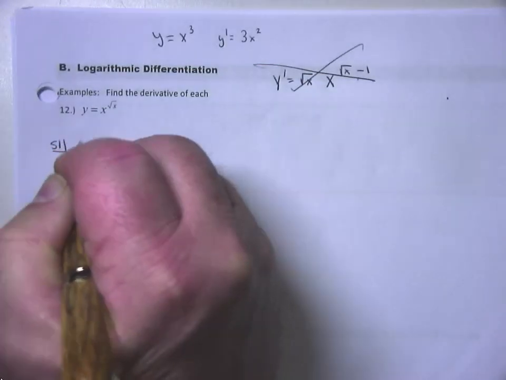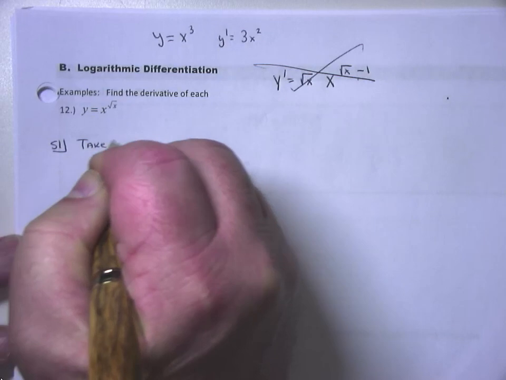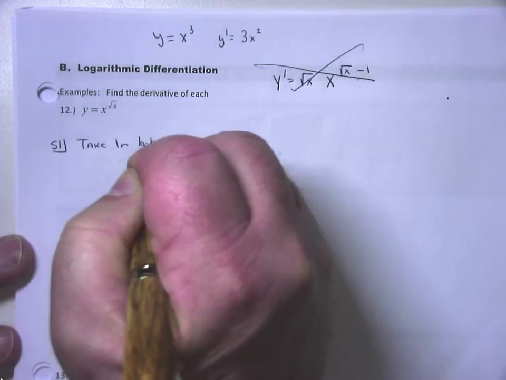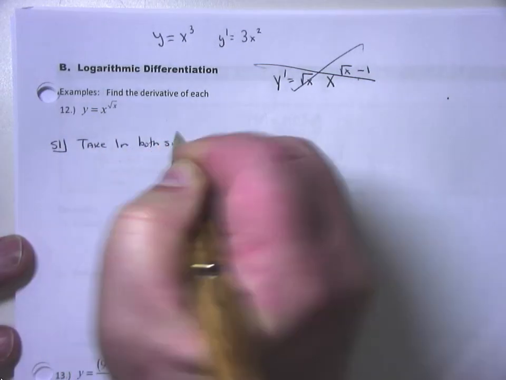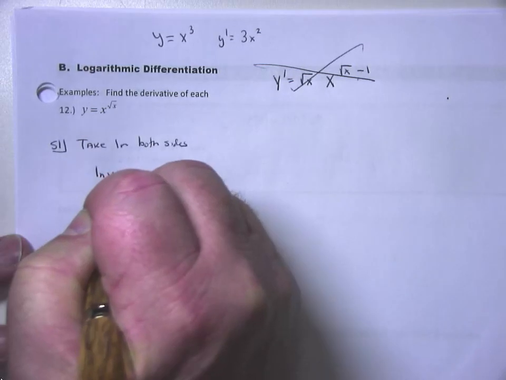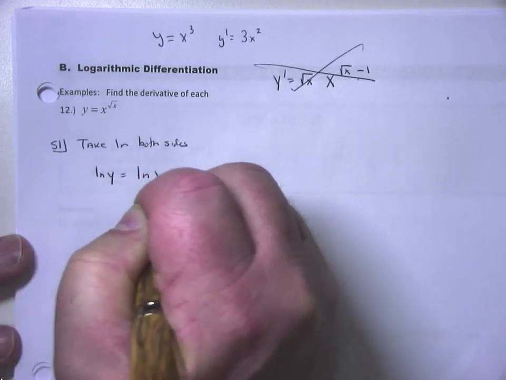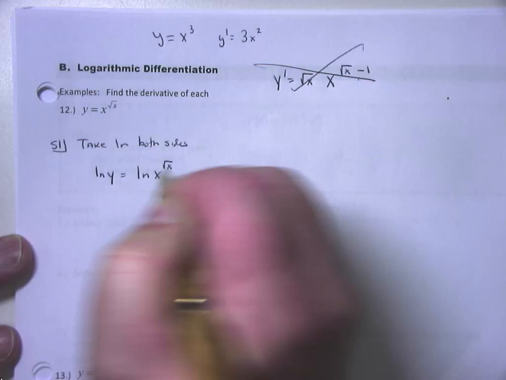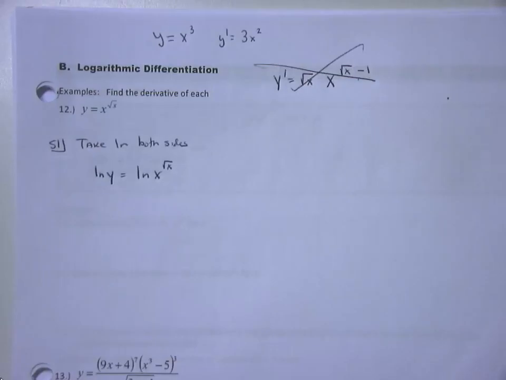Step 1, take the natural log of both sides. That gives you the natural log of y is equal to the natural log of x raised to the square root of x. It originally did not have a logarithm in it, but I really wanted one because of those wonderful log properties. So I gave it to him. What I do to one side, I do to the other.